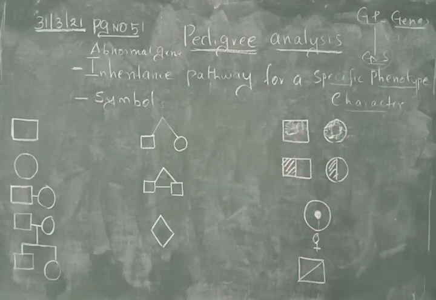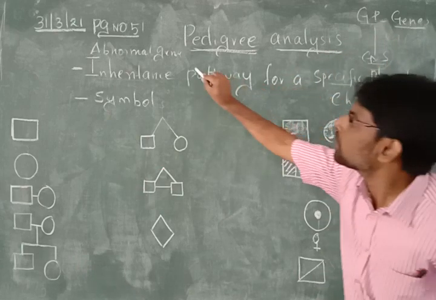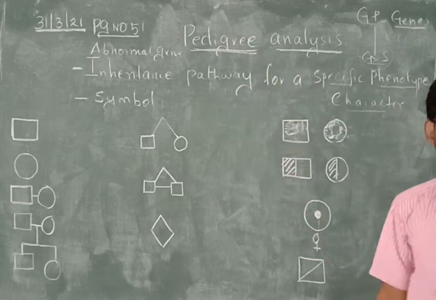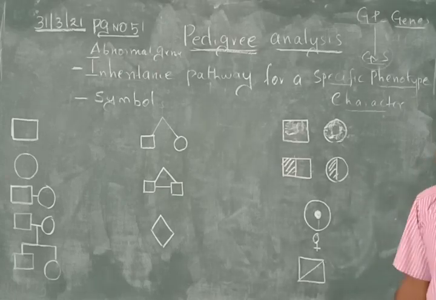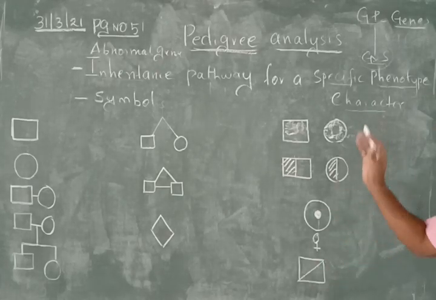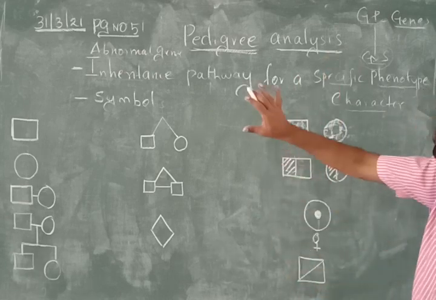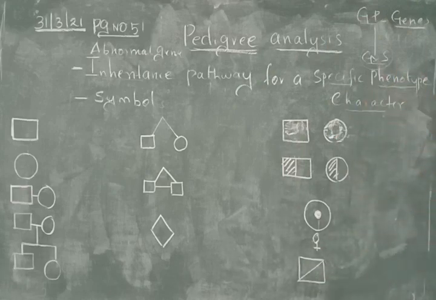Okay, so that is what pedigree analysis is. Suppose the gene is abnormal, that abnormality can be identified by using this pedigree chart. Here, the pedigree chart gives you a complete history of your family. That is why pedigree analysis is also called your family tree, because it gives you a complete picture of the entire family.